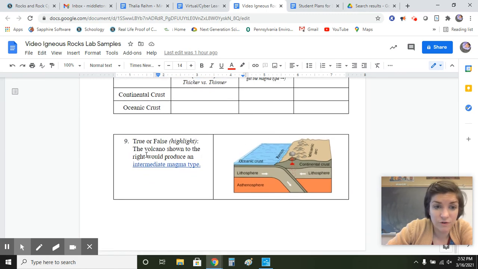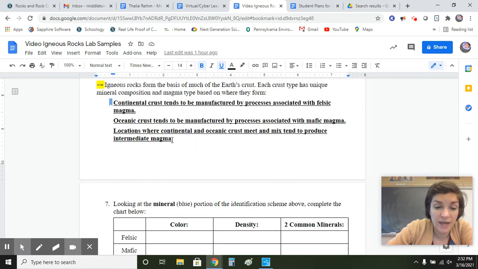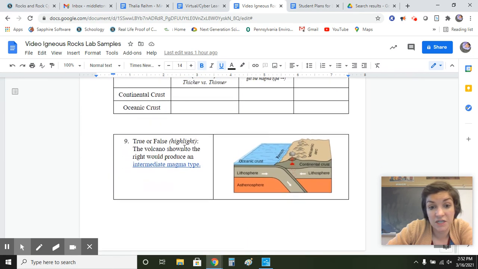This last part, true or false, the volcano right there, shown to the right, would produce an intermediate magma type. So you have oceanic crust subducting down. That oceanic crust is going to melt a little bit and rise, and then continental crust here. So would that make intermediate magma? You can click on this little link here. It'll take you back up to where it talks about, hey, how do we get intermediate magma? And then you can make a better educated choice right there.